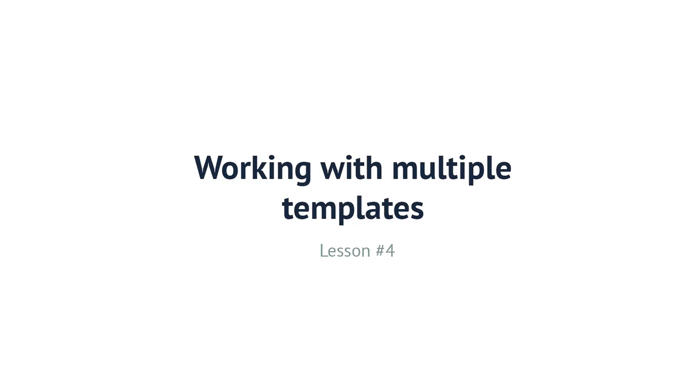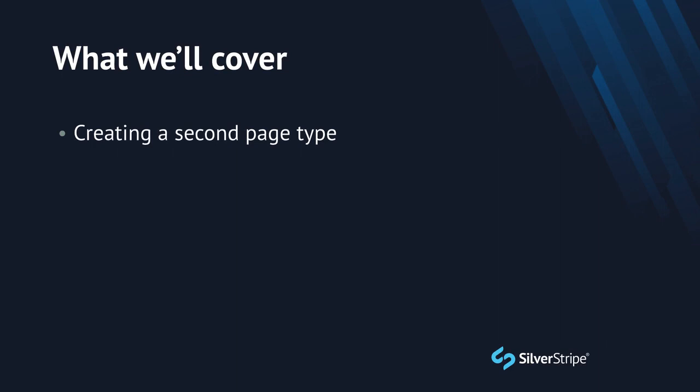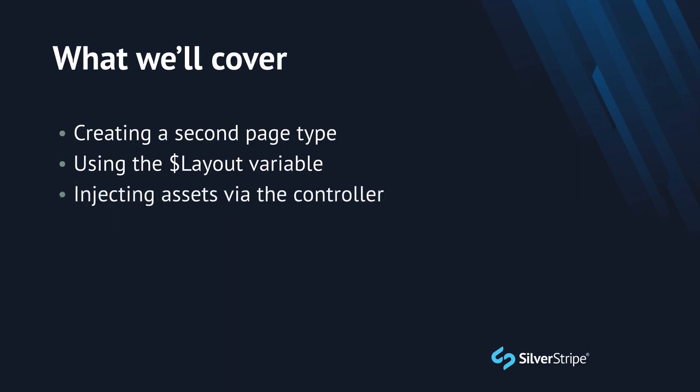In this episode, we're going to be talking about how to create multiple templates in your theme. So first, we'll talk about creating a second page type, and that'll be based on our home page. And then we'll use something called the layout variable, which is going to help reduce our redundancy. Next, we'll talk about moving our CSS and JavaScript into the controller. And lastly, we'll tidy things up by moving some content out into includes.